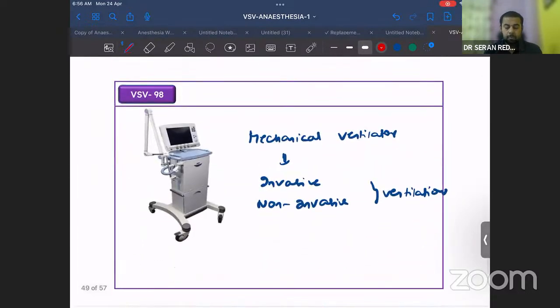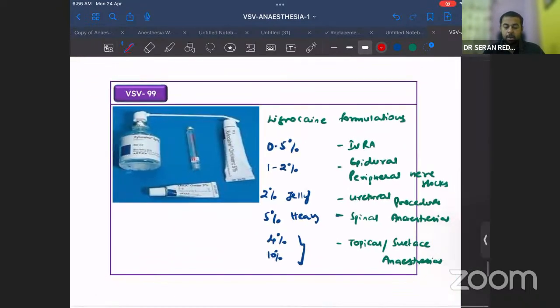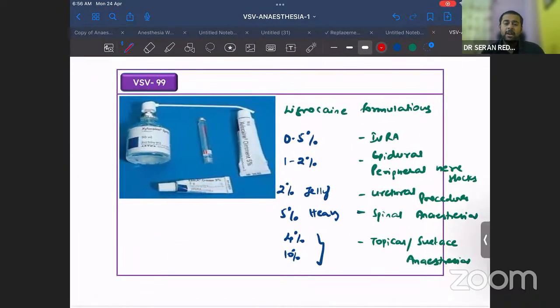Then this is a mechanical ventilator used for invasive ventilation and non-invasive ventilation. This is a simple thing which you can remember. This is the normal ventilator which we use. And these are lignocaine formulations. See, lignocaine is available in various formulations. This is just to identify.